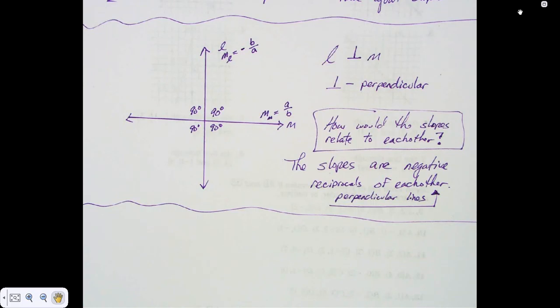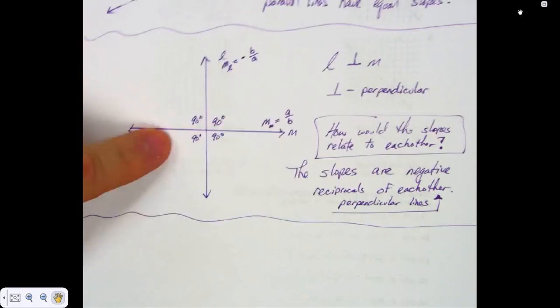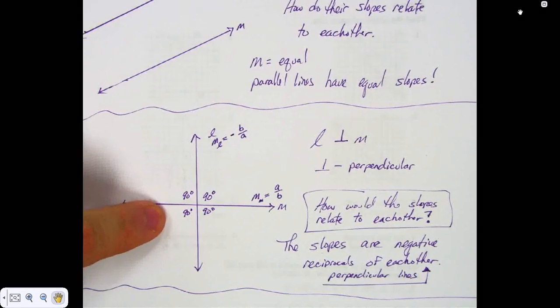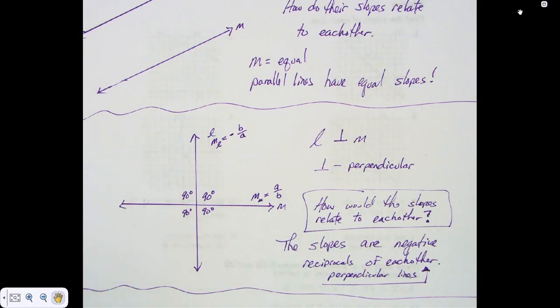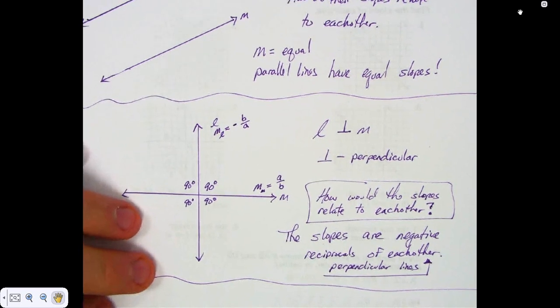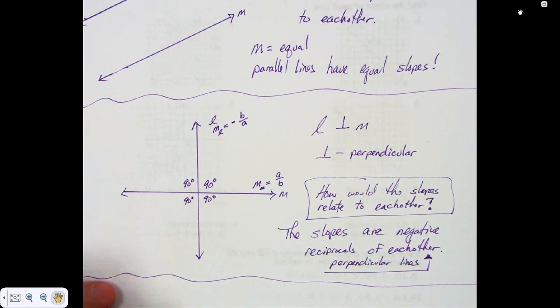What about if they're neither the same nor negative reciprocals of each other? Then they're not either parallel or perpendicular. They just intersect. They're just regular, right? Okay. Everybody get out that worksheet. Let's look at some problems.